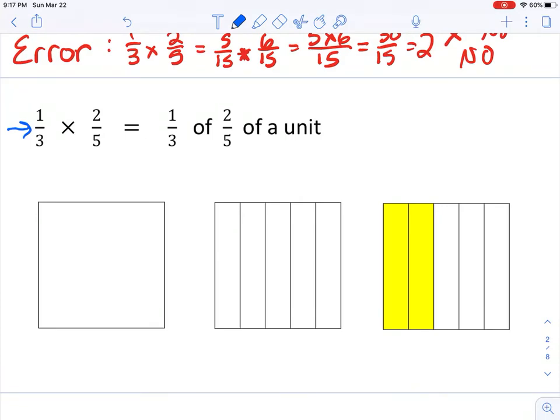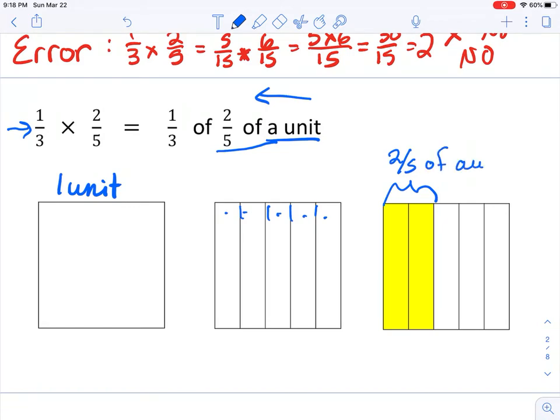We would start a visual representation of this by starting with the unit. So here's 1 unit. And then we would work from right to left. We're going to take 2/5 of the unit. So we divide our unit into 5 equal parts here. And then we select 2 of those. So we end up with 2/5 of a unit.